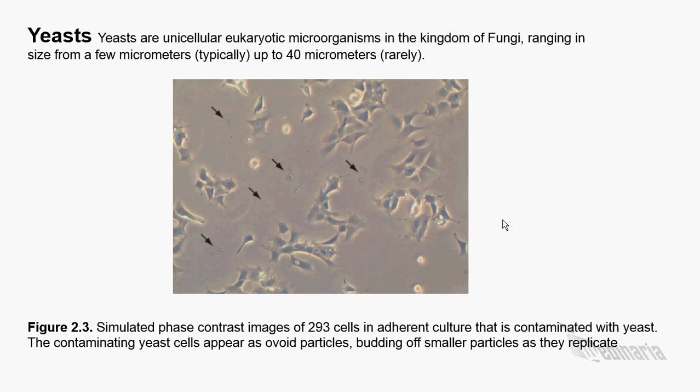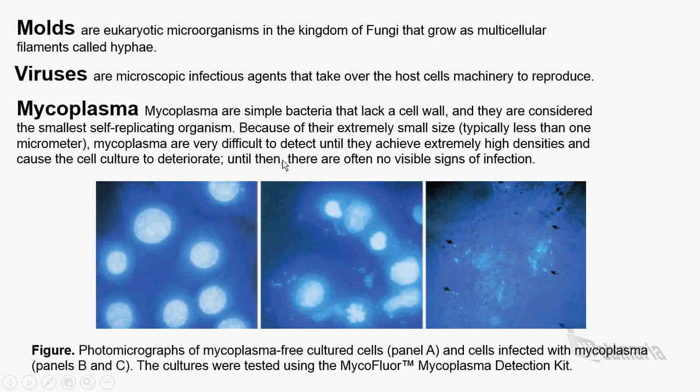It's a fungi. They are up to 40 micrometers. Okay, and in this picture you can see 293, the same cell as the previous photo, and you can see it is contaminated by yeast, and this can be seen easily because the size is quite big. Okay, so this is a contaminated culture.